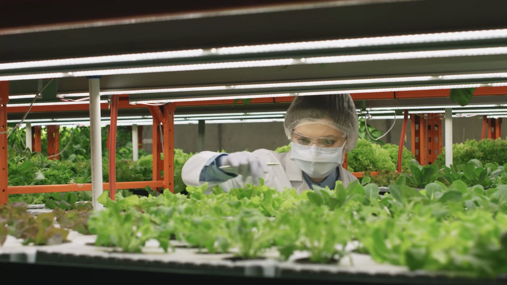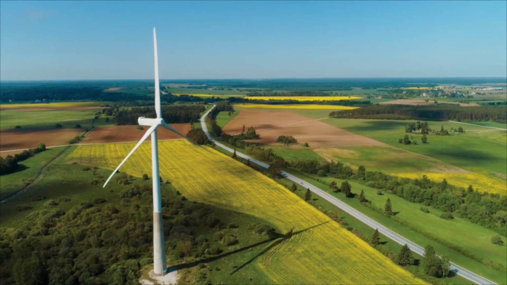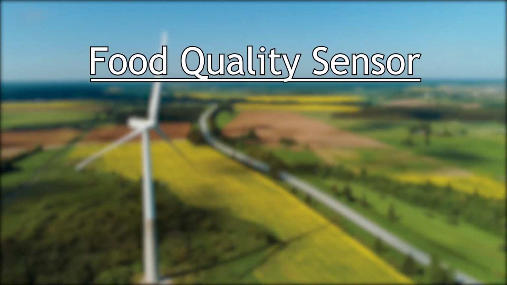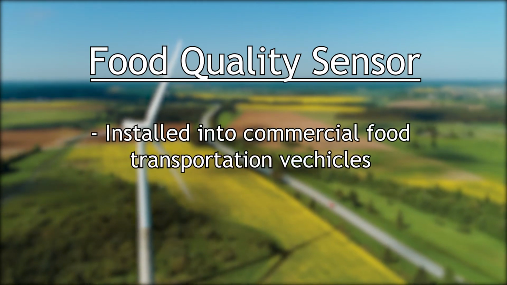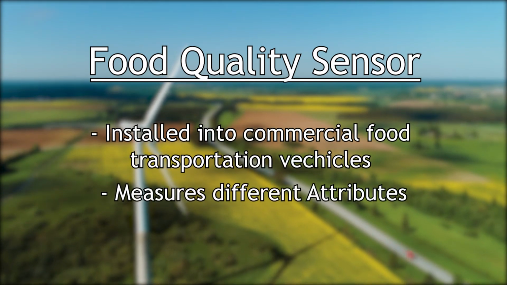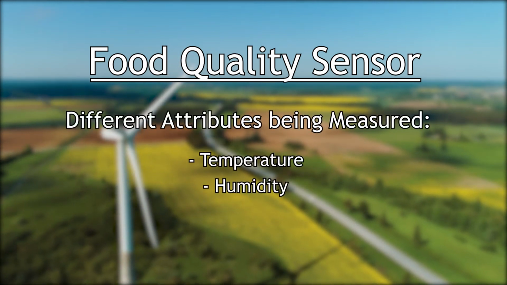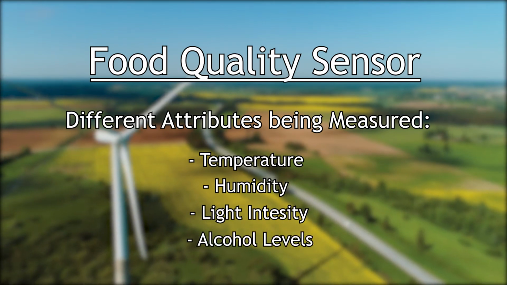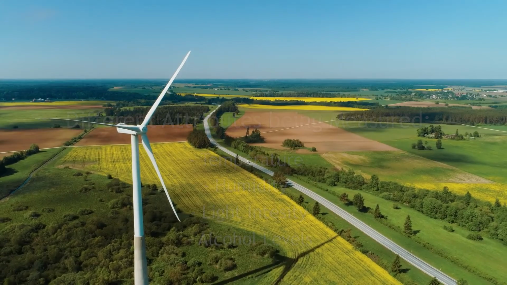With this in mind, Group E has proposed a solution towards clean growth in the Industrial Strategy Challenge Fund. The solution is called the Food Quality Sensor. This is a device that will be installed into commercial food transportation vehicles, measuring different attributes that contribute towards food quality. Various products require the maintenance of varying temperatures, humidity, light intensity, and alcohol levels to ensure that the product is of satisfactory standard. Our product will check whether the attributes are maintained within a certain threshold.